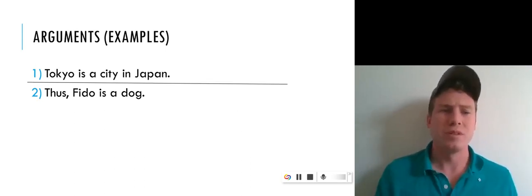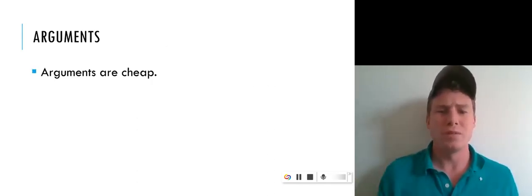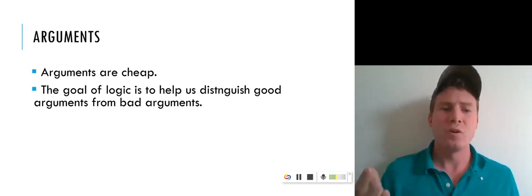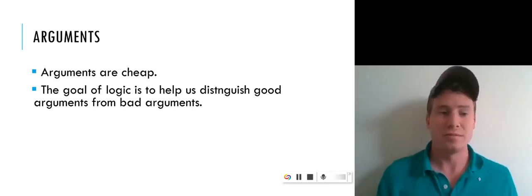Here's another example. Premise: Tokyo is a city in Japan. Conclusion: thus Fido is a dog. Now this shows that arguments can be bad arguments. Tokyo is indeed a city in Japan, but that doesn't really support the idea that Fido is a dog. So this shows that arguments are cheap. You can always offer statements to support a further statement, but some of them will be good and some of them will be bad. And the goal of logic is to help us distinguish good arguments from bad arguments.